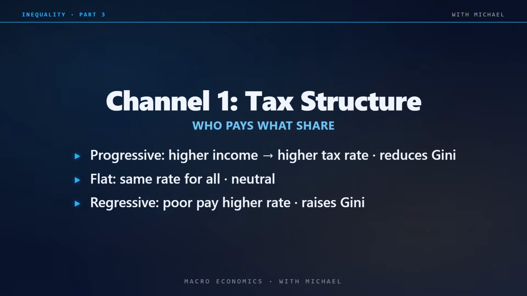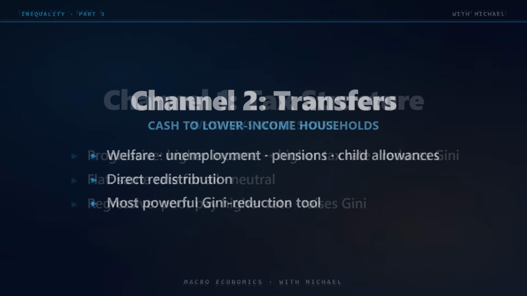In practice, most modern economies use progressive income taxes, but also use VAT and excise taxes that are somewhat regressive. The net effect varies. Second, transfer payments. Cash transfers to lower-income households directly reduce inequality. Welfare, unemployment benefits, pensions, child allowances, all redistribute from taxpayers to recipients, narrowing the income gap.